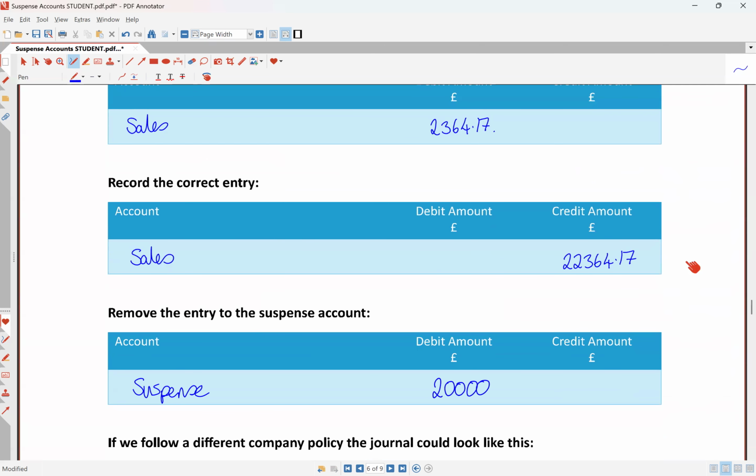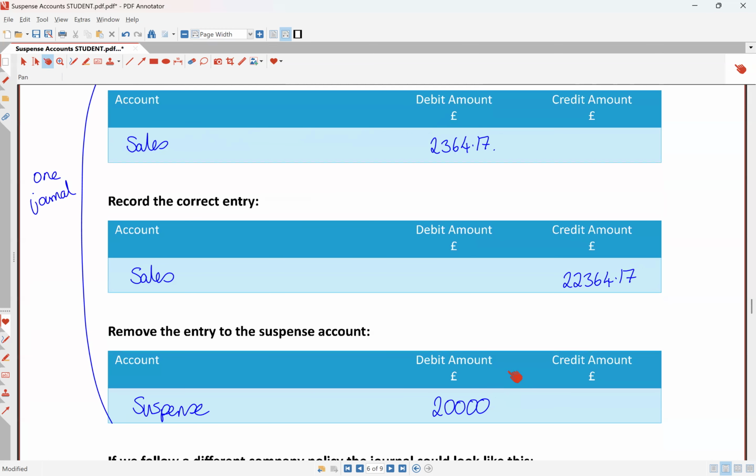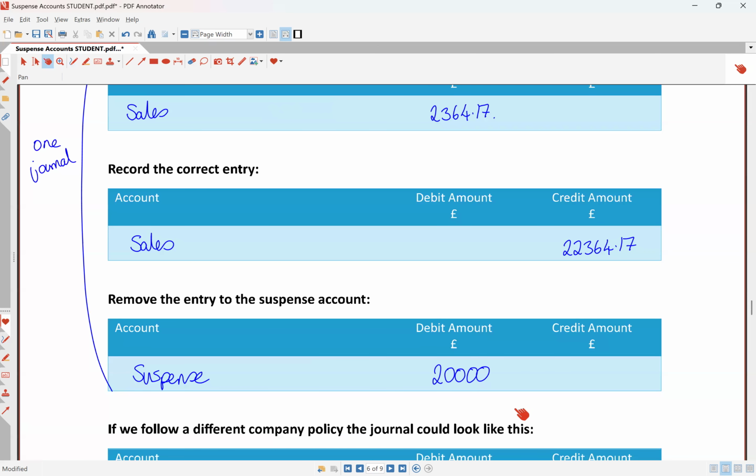Now, if you are presented with anything like this in a practice question, in an assessment, or in the real world, this is one journal. So all of your debits and credits should balance. Let's have a look at it. I've debited 2364.17, debited 20, and credited 22,364.17. Debits equal the credits. I've now got 22,364.17 sat correctly in the sales account, and I don't have anything in my suspense account.